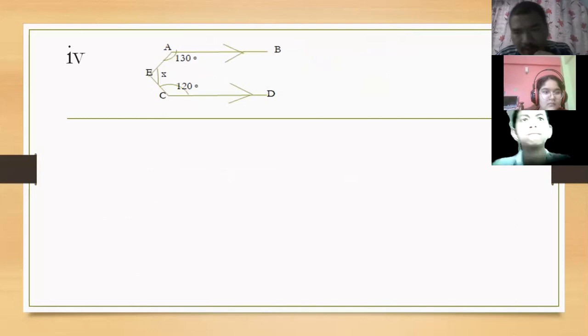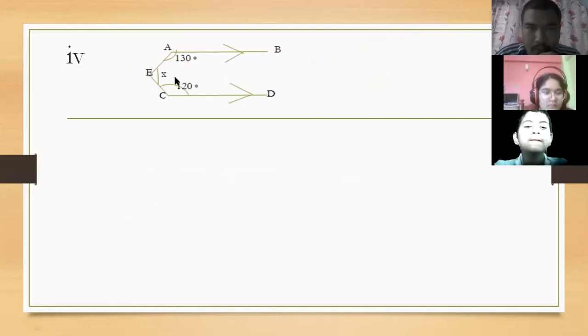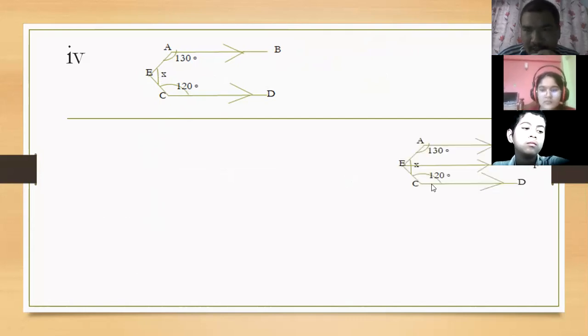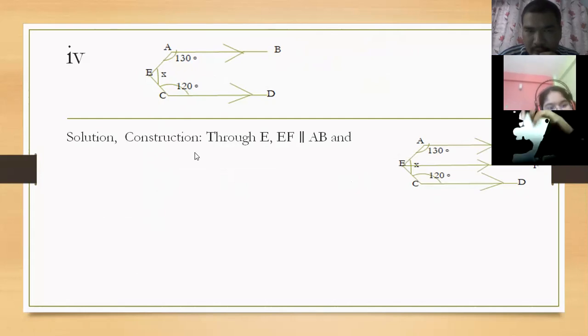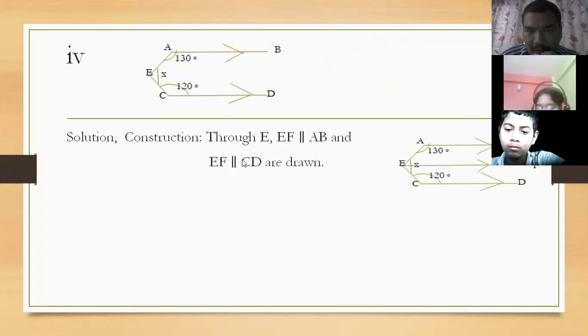Here was the construction. Yes, we have to draw one line parallel to AB and CD through the point E. That we have to show the construction also, and we have tried here in the solution also. Construction: through E, draw EF parallel to AB. This is the symbol of parallel.